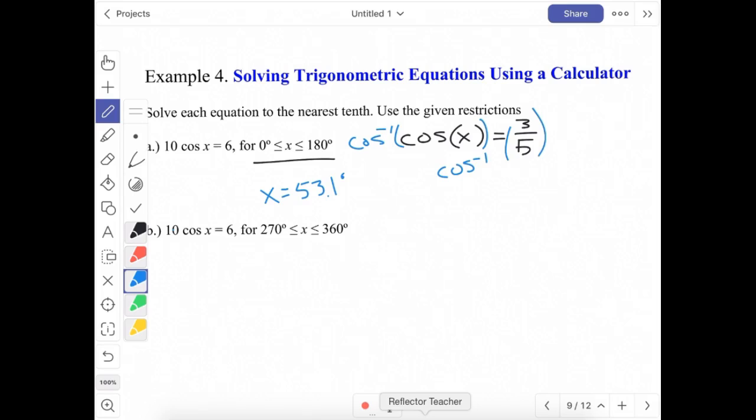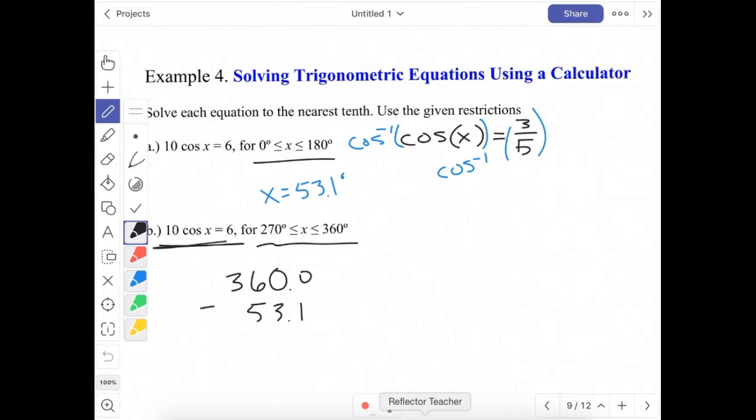And then the next one, we want that same function, but between 270 and 360. So what I do there is I take 360 minus 53.1. So 306.9 degrees. Okay.